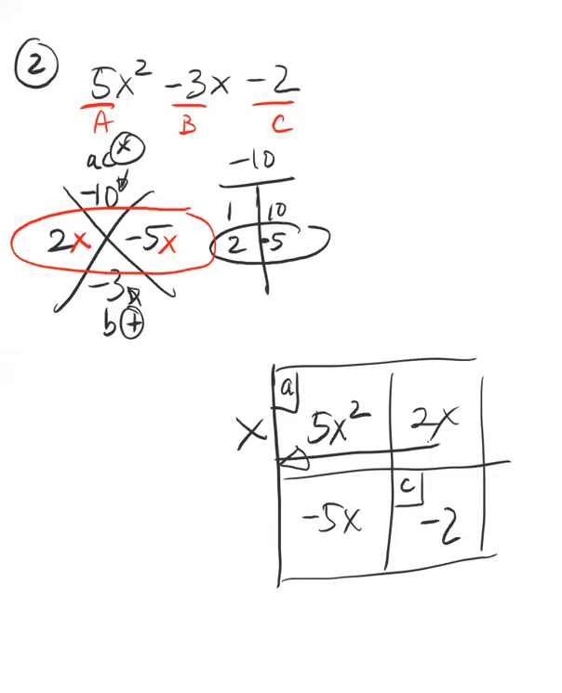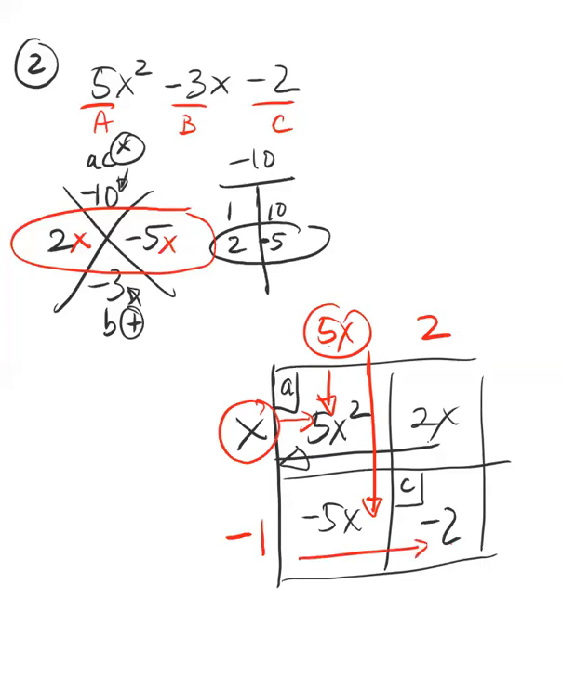Then it just becomes a puzzle as to this times whatever is here is going to get me 5x squared. So that means this must be 5x, because 5x times x gets me 5x squared. What times 5x is going to get me -5x? That means this must be a what? A -1. What times -1 is going to get me a -2? A 2 is going to.